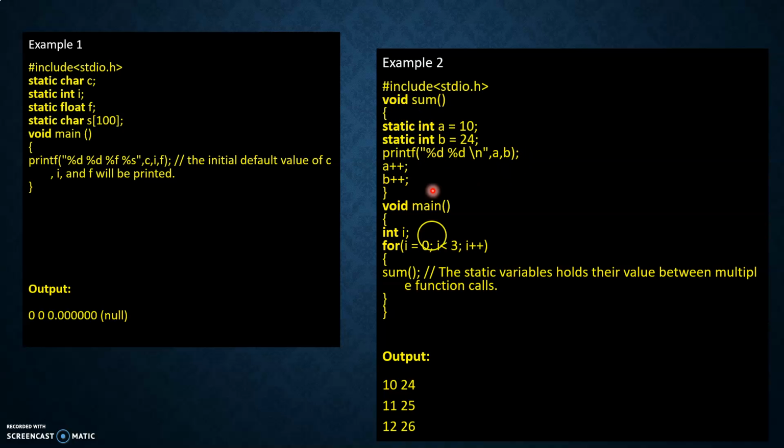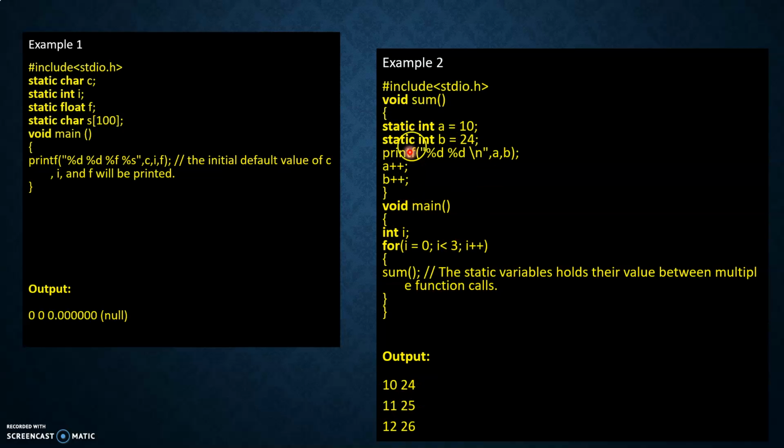Again, on the next call, when the main function calls this function, there is a loop. That means sum will be called how many times? 3 times: 0, 1, 2. In the first call it will give a equals 10 and b equals 24.